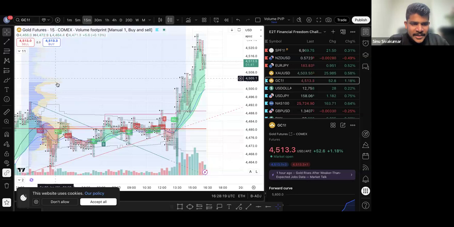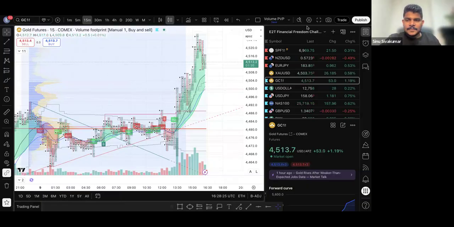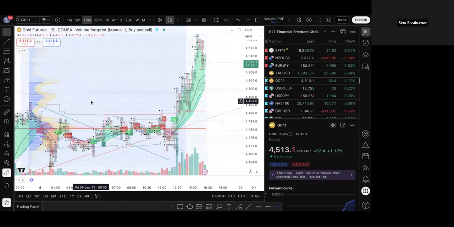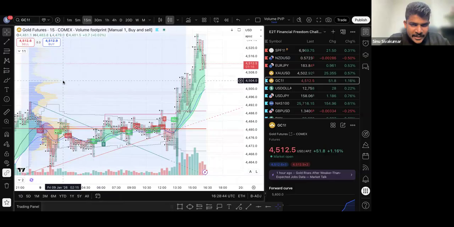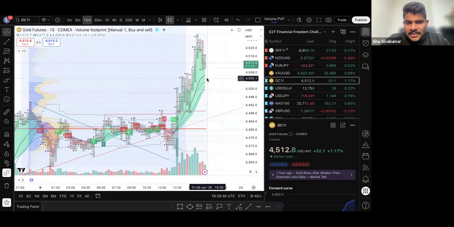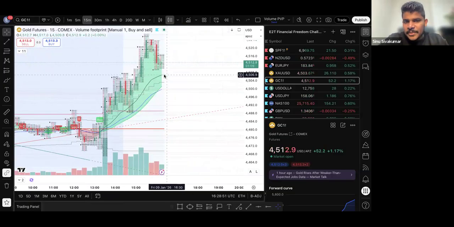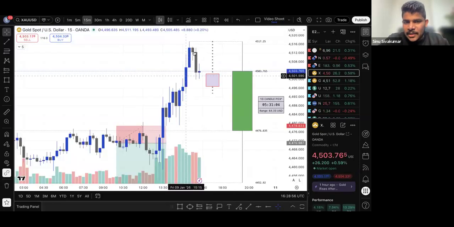So this is the most volume traded area today. Just give me a sec. Sorry, guys. So this is the most volume traded area. Until the price comes back to this particular zone, I'll still be waiting to see who's in control. So answering your questions, many people have said buyers are in control.